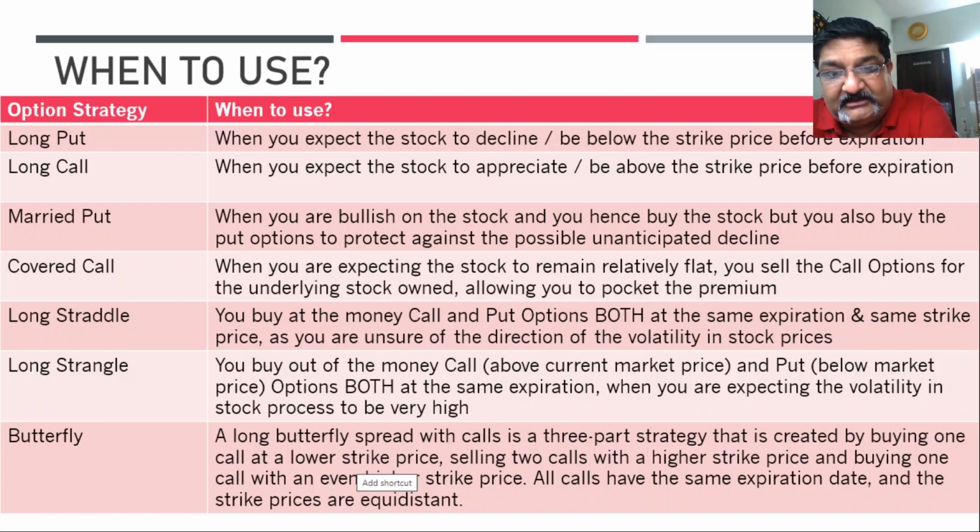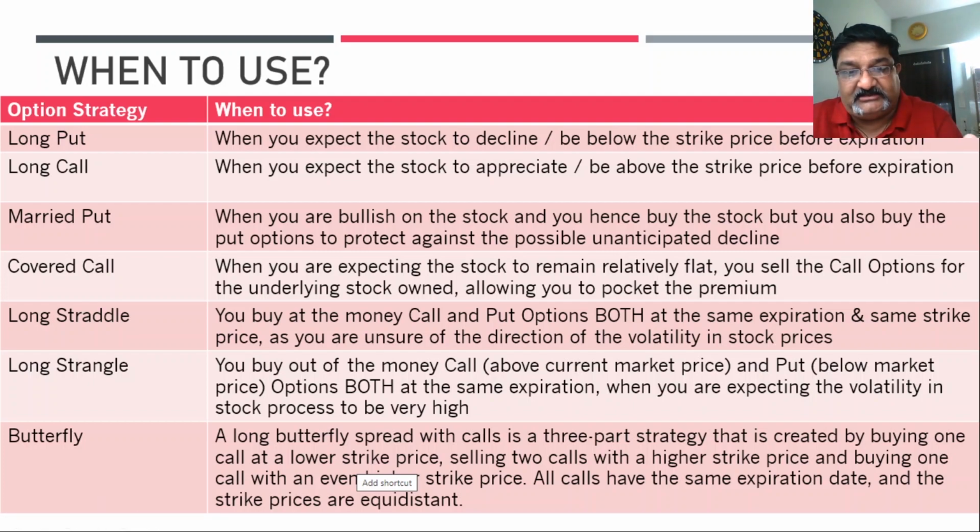So you will buy the call above the current market price. That is, if the exercise price is above the current market price, your call option is out of the money. Same way, your put option is out of the money if the exercise price is below the market price. So you take both out of the money options. So that's a long strangle at the same expiration when you are expecting the stock price volatility to be very high. So what are you going to do?